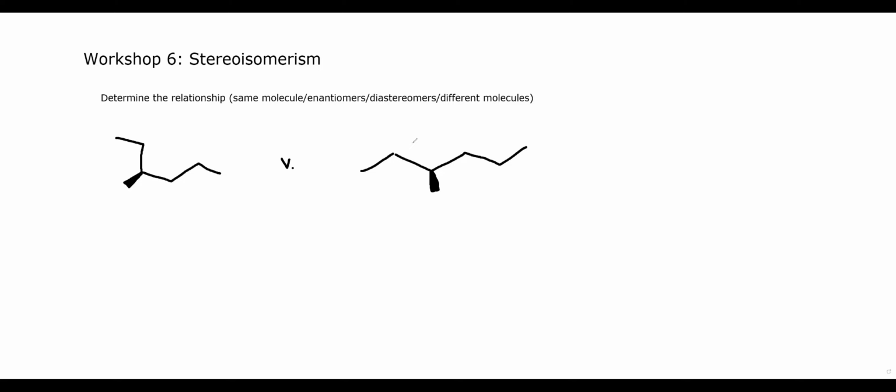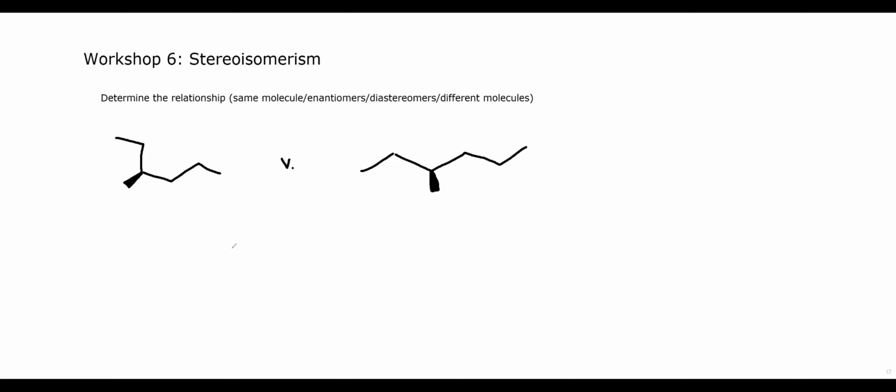So this first set of molecules looks like we have a 1, 2, 3, 4, 5, 6 carbon chain. On the third carbon of each chain, we have this wedged methyl group. So it looks like they're not entirely different molecules. They could either be the same molecule or possibly enantiomers. We only have one stereocenter, so there's no possibility of diastereomers.